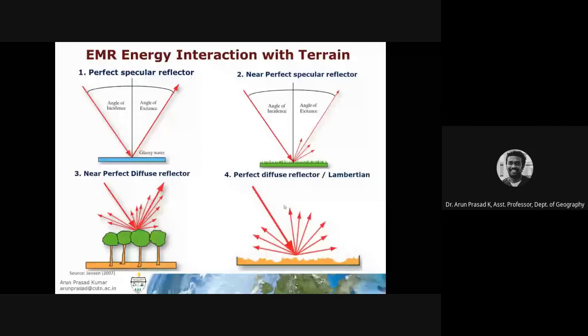So the next one would be the terrain. In the terrain, we have different features and different objects, and all these objects are not the same. They have different chemical composition, and different physical and textural composition. So it all depends on these, which are responsible for the energy interaction with the EMR. So we can broadly classify the materials into four basic types.